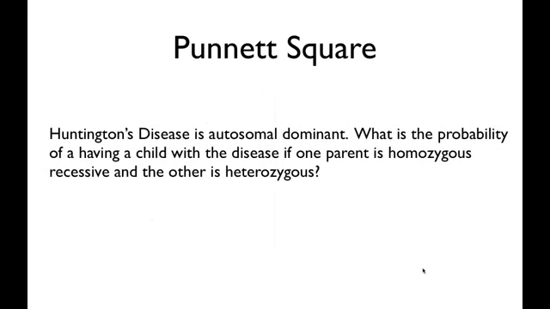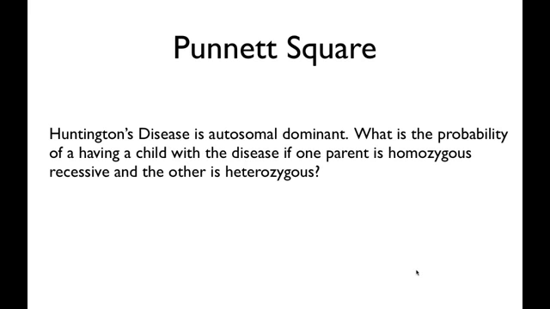All right, here's another one. Huntington's disease is autosomal dominant. What that means is that only one dominant allele is needed to actually inherit this disorder. Huntington's disease is a degenerative disease of the nervous system.